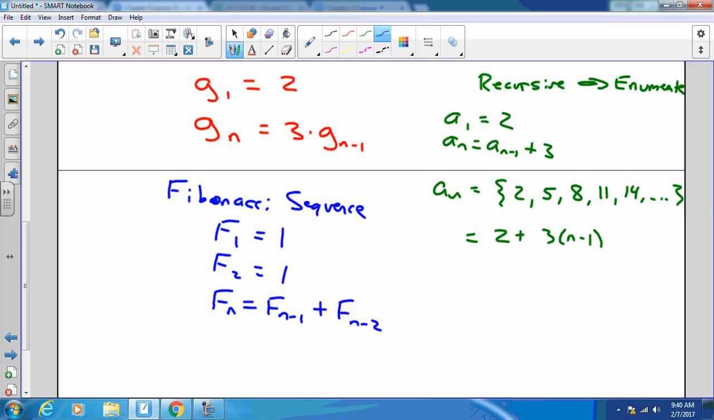Let's do the same thing for this sequence right here. Why don't you guys go ahead and enumerate the first 4 terms, and then see if you can come up with a formula for it.